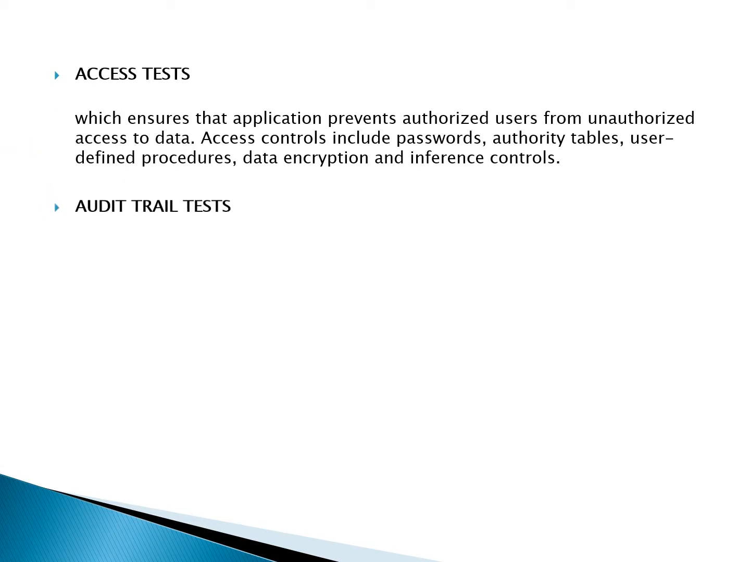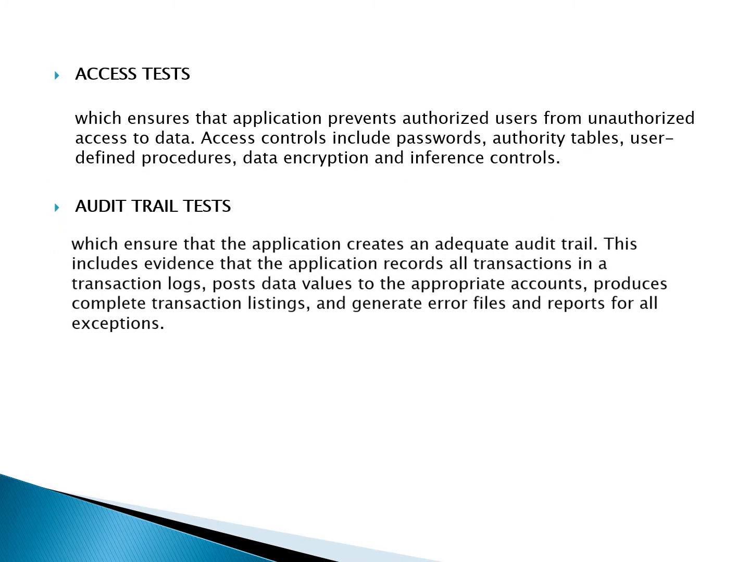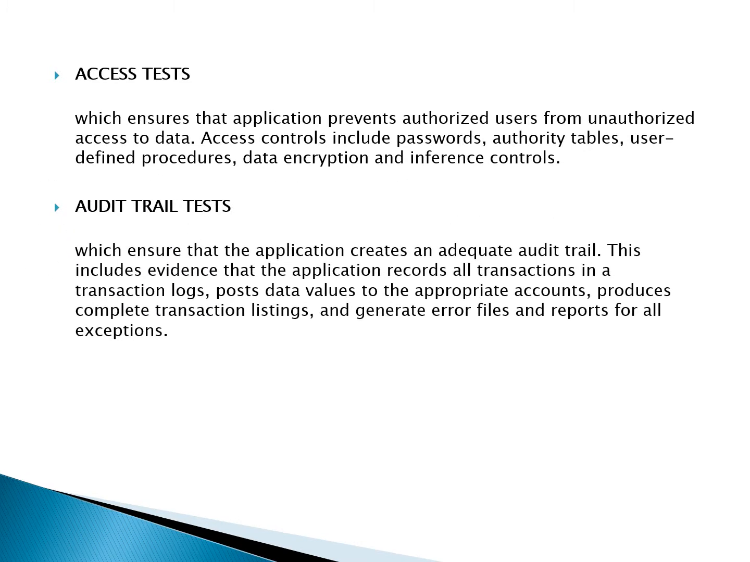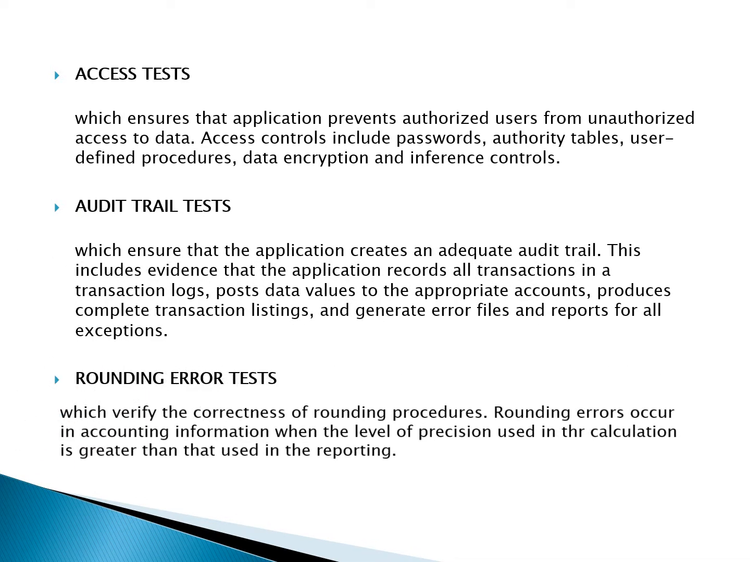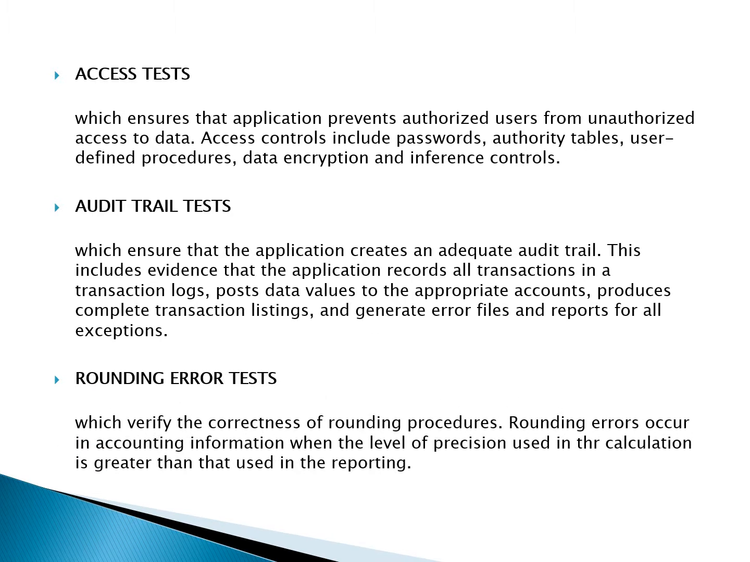The audit trail test, which ensures that applications create an adequate audit trail. This includes evidence that the application records all transactions in a transaction log, posts data values to the appropriate accounts, produces a complete transaction listing, and generates error files and reports for all exceptions. The rounding error test, which verifies the correctness of rounding procedures. Rounding errors occur in accounting information when the level of precision used in the calculation is greater than that used in the reporting.